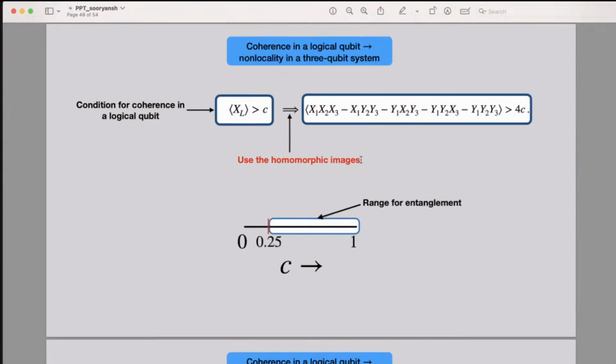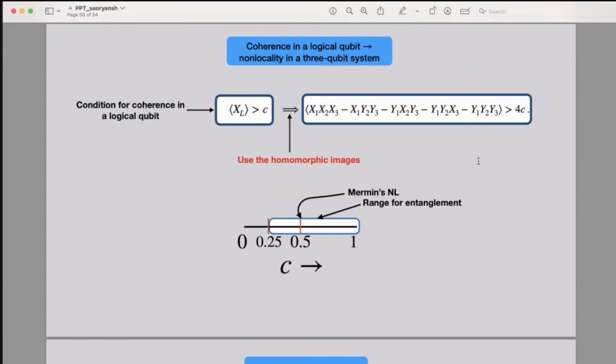In a similar manner, if we look at the stabilizer group of a 3-qubit GHZ state, this XL will be mapped to 1 over 4 and a convex sum of all the 4 operators which we have seen there, and this detects entanglement when C ranges from 0.25 to 1, and for C equal to 0.5, this gives rise to the condition for Mermin's non-locality inequality.